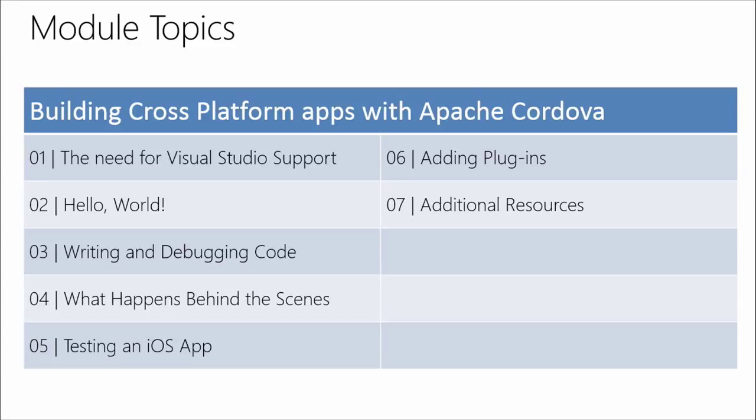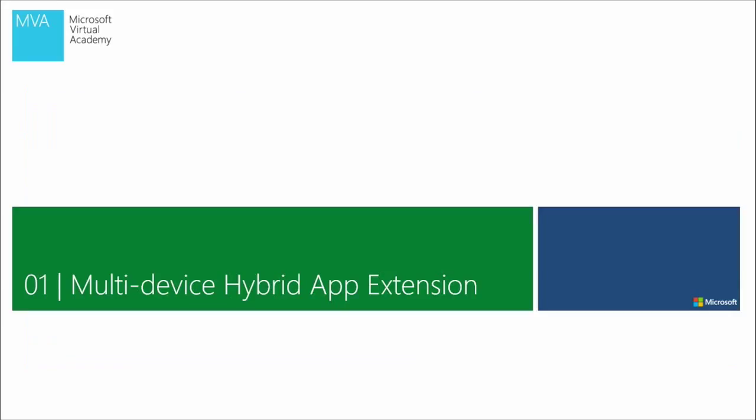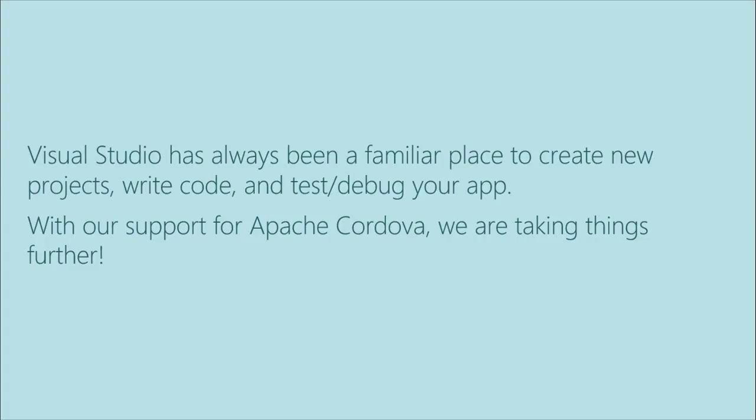Oh, testing an iOS app on your Mac, I think? Correct. I'm running a parallel setup, and I will give you a quick demo of how to use Visual Studio to test your app on iOS. Okay. And we cover the subject about plugins in the first chapter. So in Visual Studio, how we add a plugin to the project and a few additional resources. Correct. So let's go. Multi-device hybrid app extension.